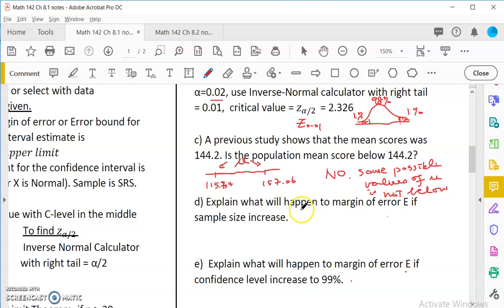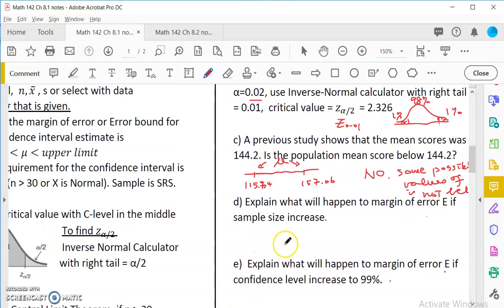Part D: explain what will happen to the margin of error if the sample size increases. Usually we say if you use more samples, it would reflect a more accurate estimation. You can use the same argument that larger samples are more accurate, but what is the mathematical reason? That is like common sense. You would have to use the formula to calculate E, which is z alpha over 2, the critical value, times sigma over square root n. This is the standard error.